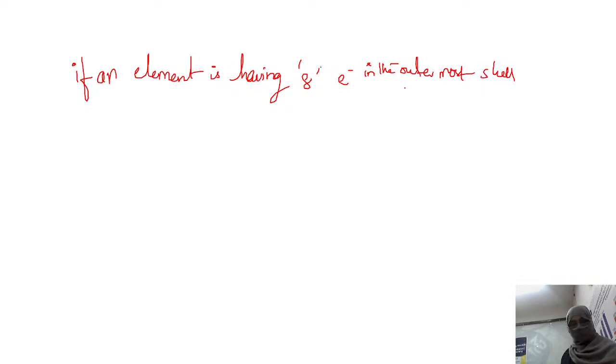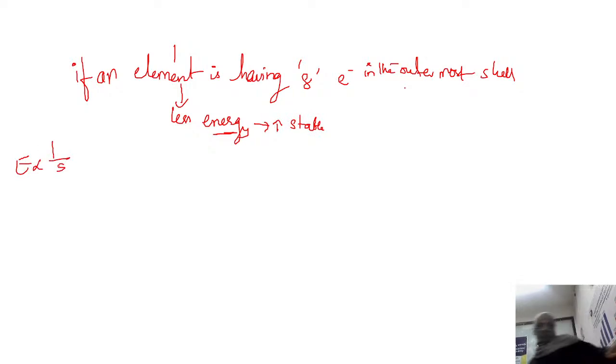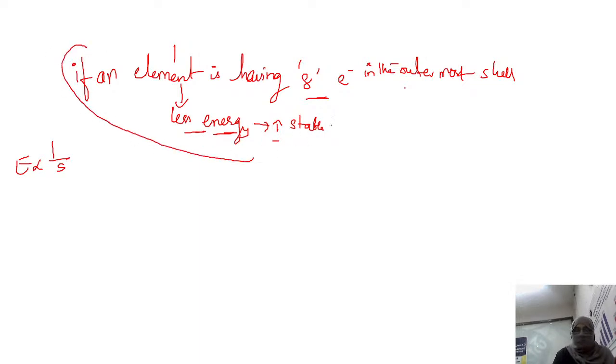the element is said to have less energy. And you know that if the energy is low, stability will be more, isn't it? So simply remember, energy and stability are always inversely proportional to each other. Hence, if energy is low, stability will be more. That means if an element has 8 electrons in the outermost shell, the element is said to have low energy and more stability.